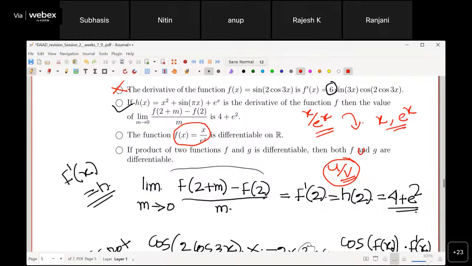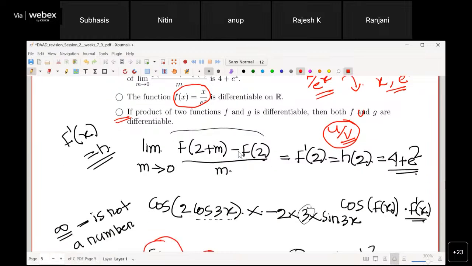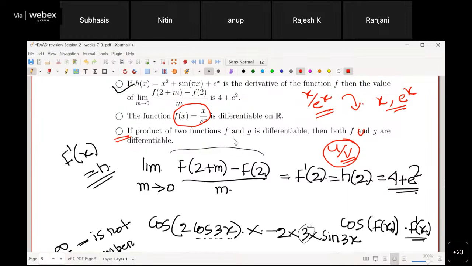But option 4 is asking about a general statement. So if you are saying this option 4 is correct, then it should hold for all the possible cases, not for a single case. If you take f of x equal to x and g of x equal to 1 by x squared, then it would not be differentiable. No, my question is, can you tell me what this option number 4 is saying? That if they are both individually differentiable, then the combination is differentiable.